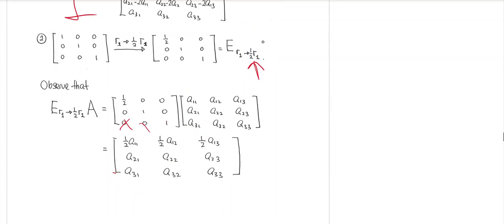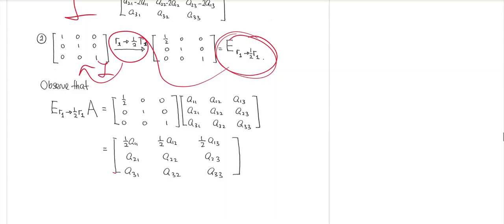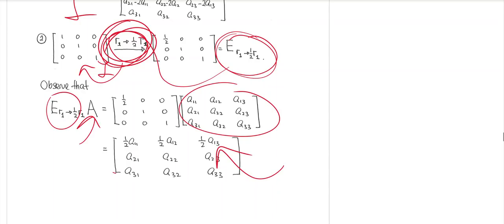And do you see the same observation that we made last time? If you get this elementary matrix by doing this row operation on I, then if you multiply it with A, you are basically doing this row operation on A right here, as you can see.